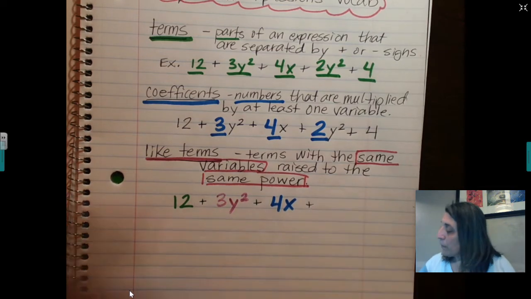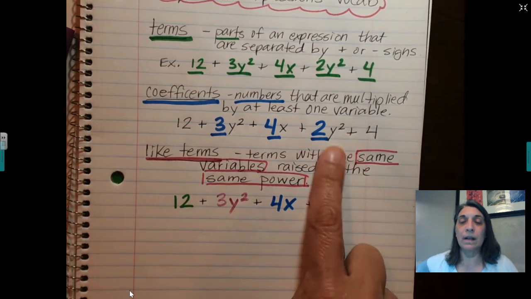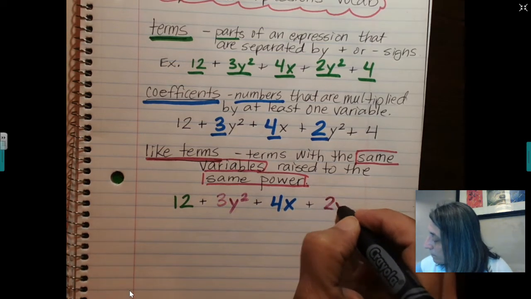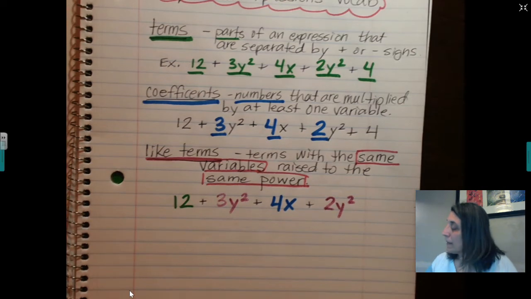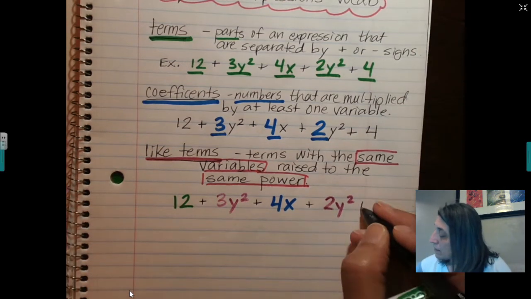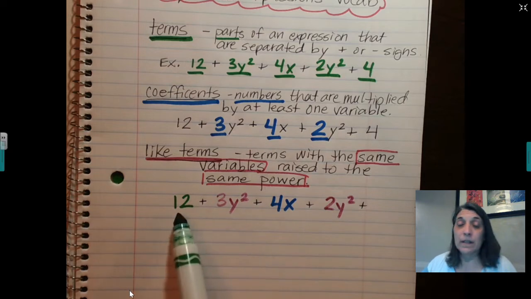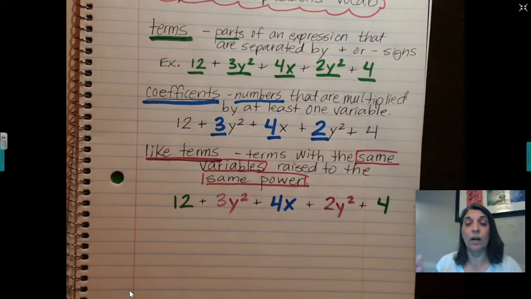2y squared. Wait a minute, I have another y squared, don't I? This is a y squared, and this is a y squared. I'm going to make those the same color. It's this kind of purpley pink color that's kind of dying on me. Make it 2y squared. And then the last one, the number 4, what color do you think I should make that according to the colors that I've been using? Okay, it's just a number all by itself, so it's just going to be green like the 12.